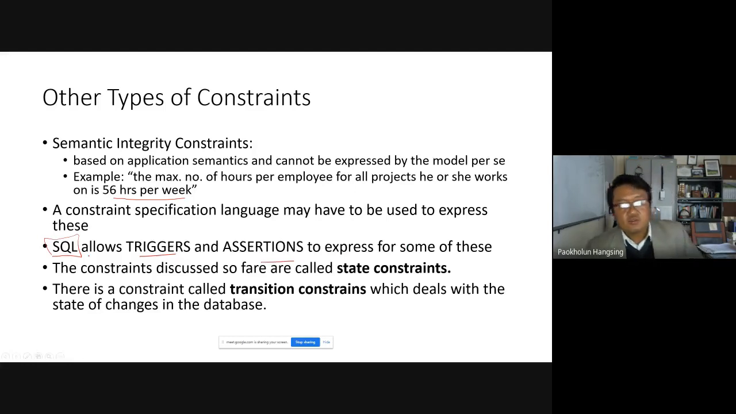So far, the constraints that we have discussed are called state constraints. There are also transition constraints, which deal with the state changes in the database. As the database changes, what are the constraints that have to be taken care of? So there are many other constraints as well. But with this, I hope you understand the basic constraints applicable to a relational database model.